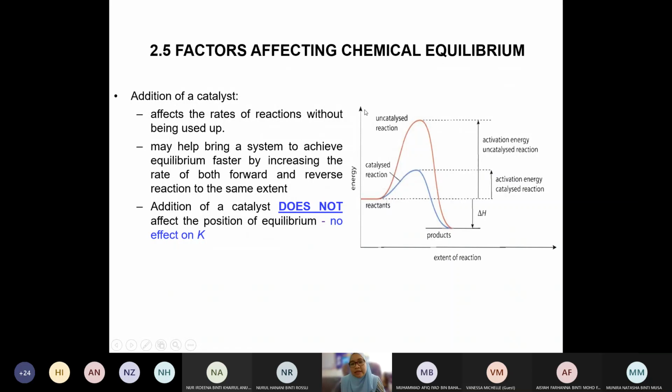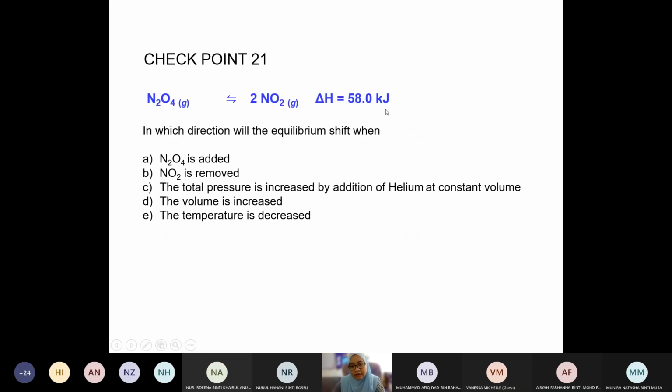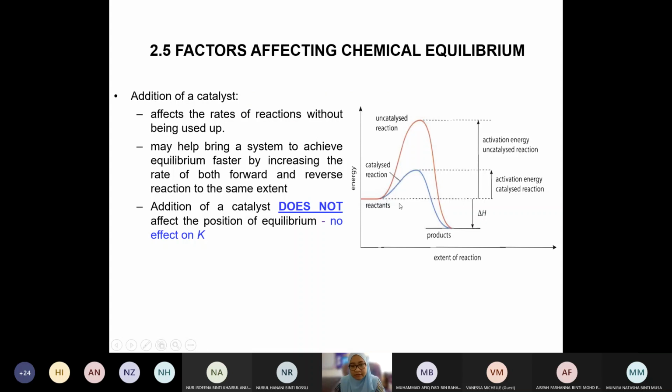Okay, all right, so this energy profile diagram, I believe you are already familiar with this energy profile diagram. It shows the characteristic of catalyst. So this is how later on, in case you are asked to draw the energy profile diagram for a catalyzed and uncatalyzed reaction, this is how you should be drawing it.